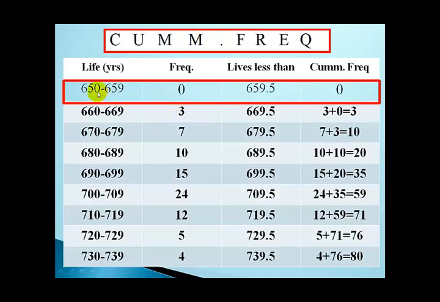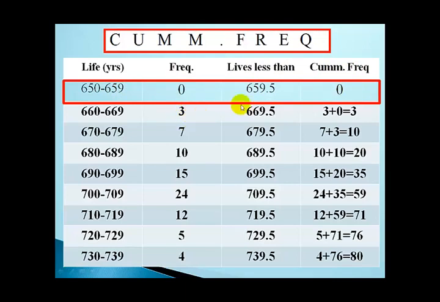So I created my own interval before the starting interval, that is 660 to 669. From 650 to 659, the frequency is 0 because I created it myself. The lives less than, when you add the 0.5 to 659, you get 659.5. And I guess by now you know how we had the 0.5. The cumulative frequency is 0 because the frequency is 0.